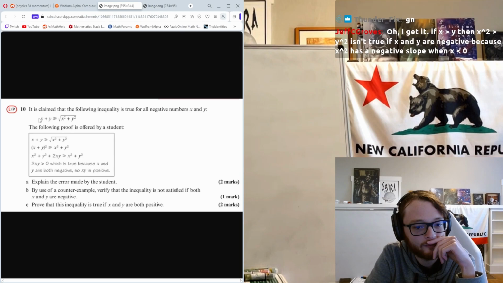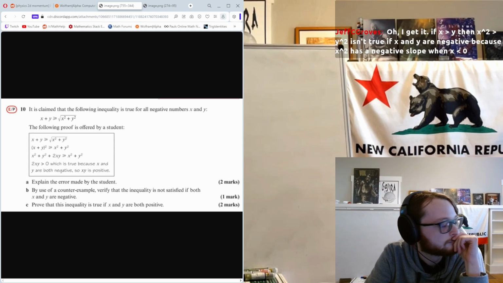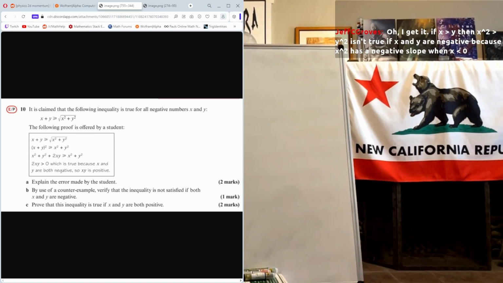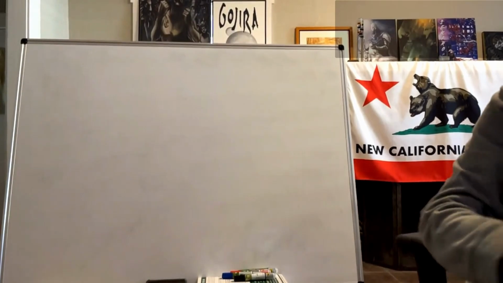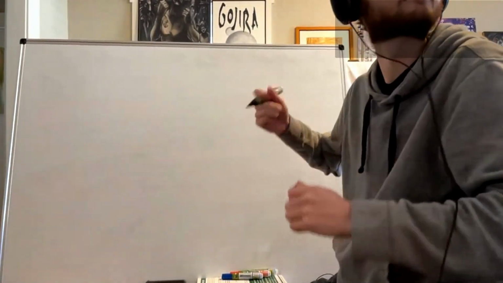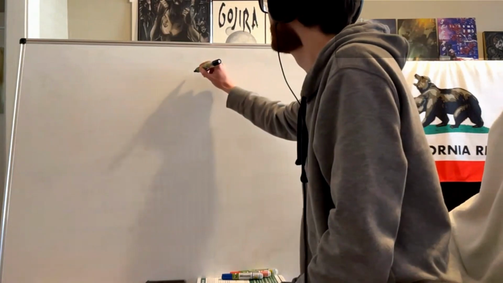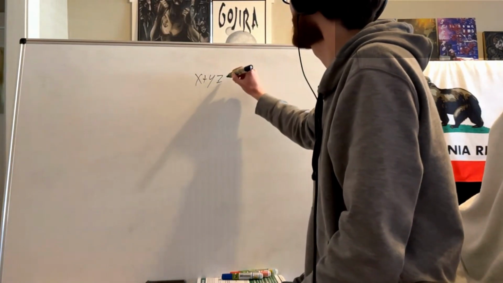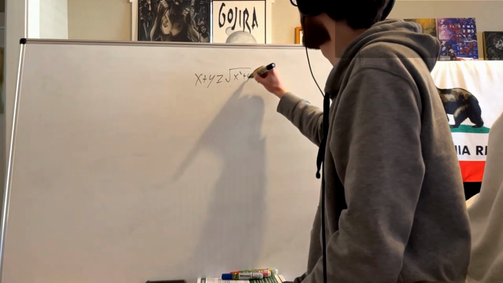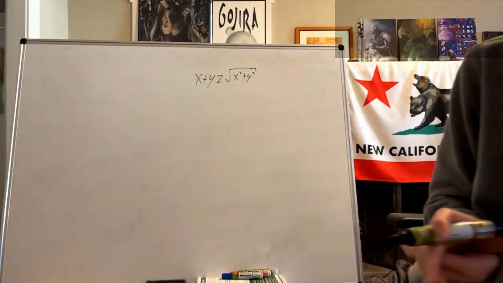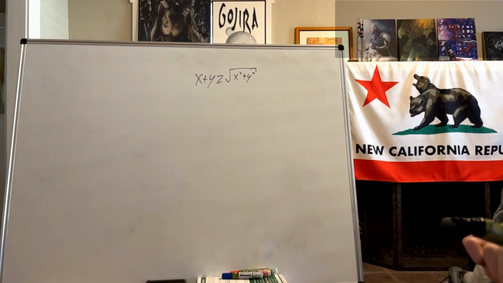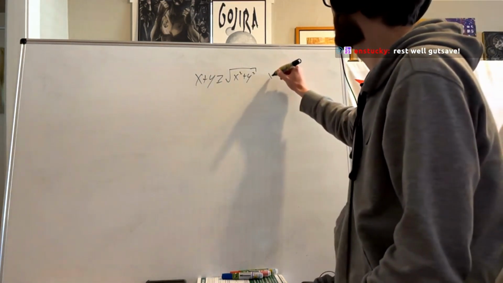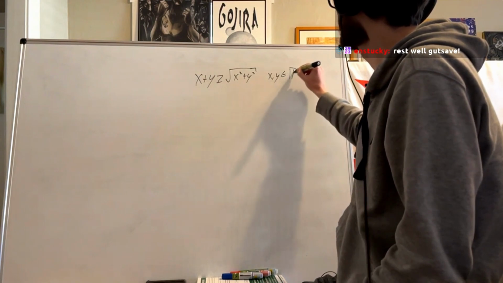This inequality is true if x and y are both positive. I don't know exactly how we're going to do this. Let's just try doing stuff. x plus y is greater than or equal to root x squared plus y squared, where x and y belong to positive real numbers.